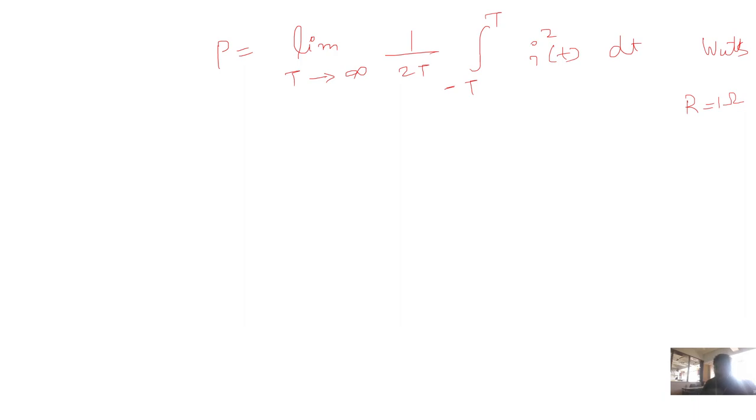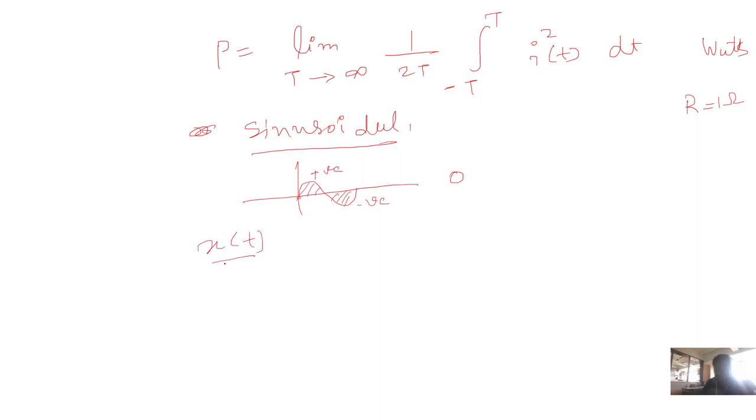Okay. But the problem with this is that suppose we have a sinusoid signal. What happens is that if this is the sinusoid and I take the integration, that means the area under the curve, this is going to be a positive area and this is going to be a negative area, and therefore the integration of this is going to be zero, right? And therefore we cannot have the integration this way, because this is going to be plus or minus. Okay, and therefore for any signal x of t, we write it a little bit differently: limit t tends to infinity, integral from minus t to t of mod of x of t, so that negative signs get cancelled, square dt.